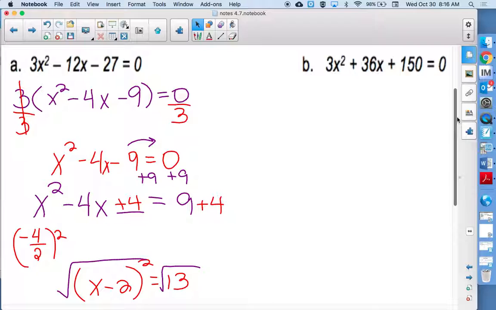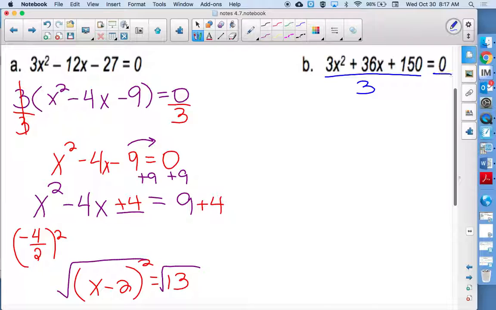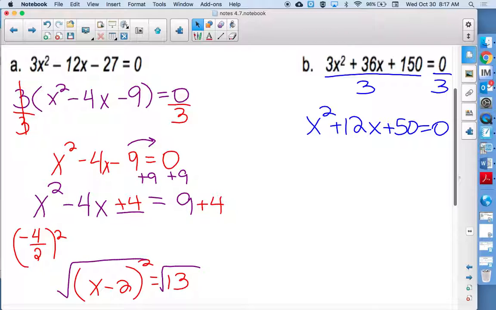So the last problem, 3x squared plus 36x plus 150. Are they all divisible by 3? Yes. So I'm just going to put a big division sign, trying to save us a step here. Divide it all by 3, each piece by 3. Josh, when you divide everything by 3, what do you get? x squared plus 12x plus 50. So see if you can finish this problem completing the square, taking the 50 to the other side.